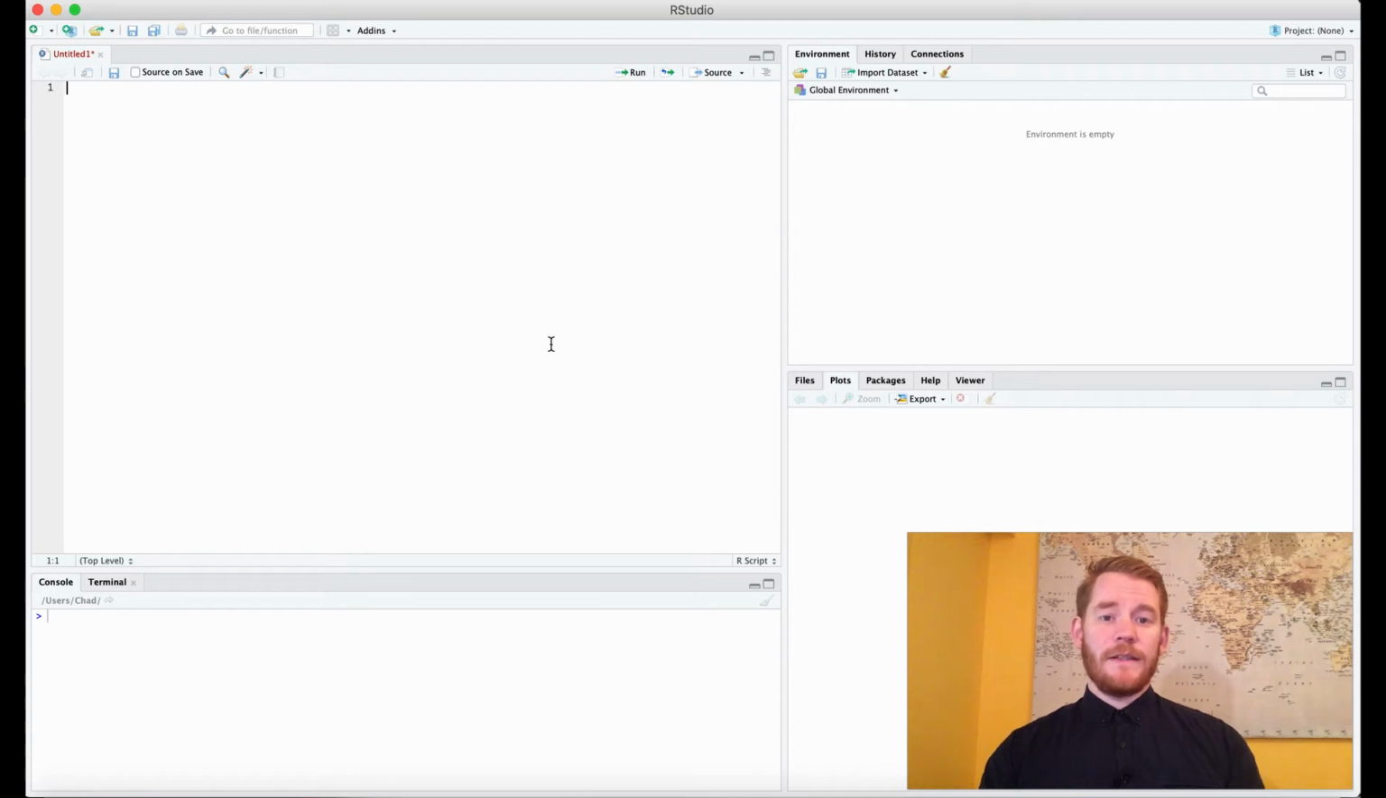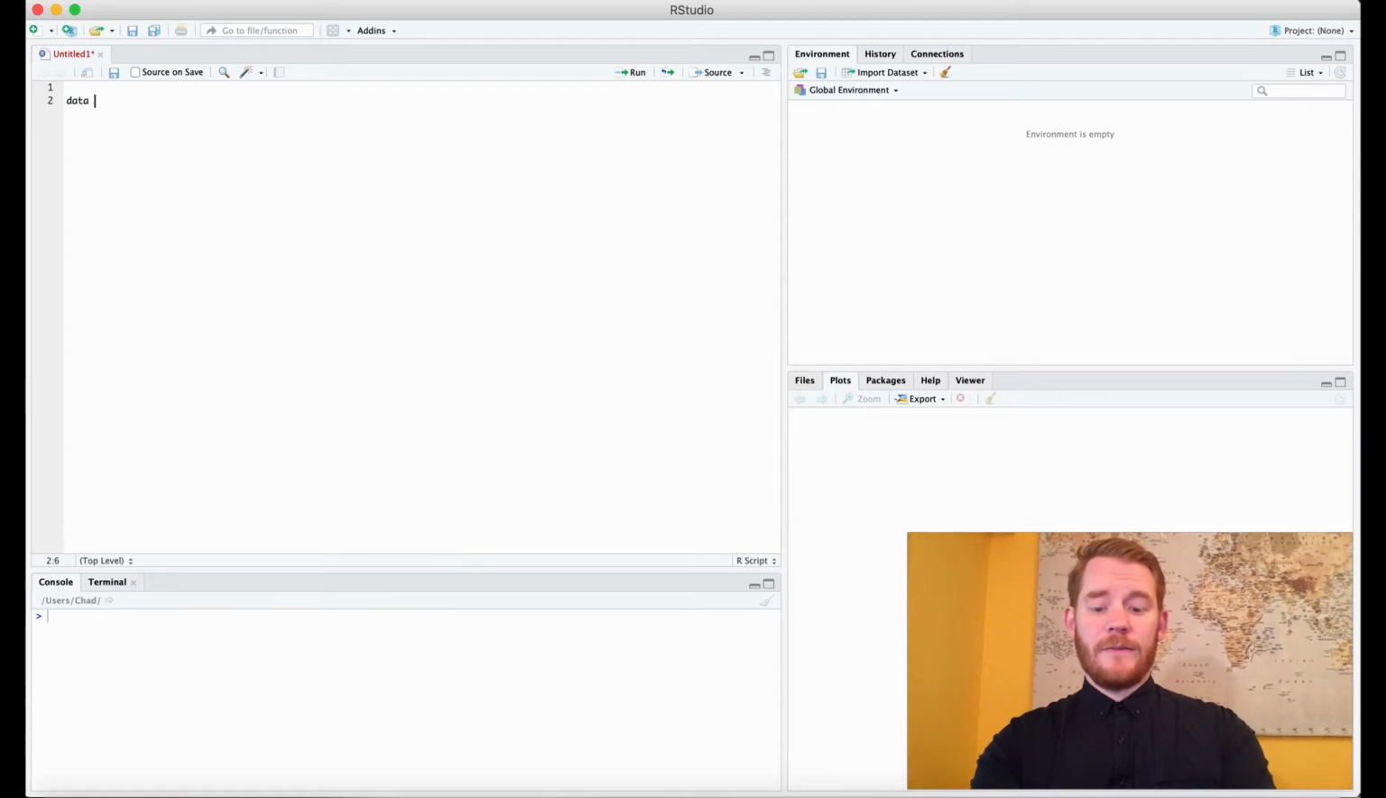My name is Chad Williams, and today we're going to talk about a one-sample t-test. So let's start off by making some data. We're going to just use the rnorm function like we most often do. And let's get 50 people with a mean of 5 and a standard deviation of 2.